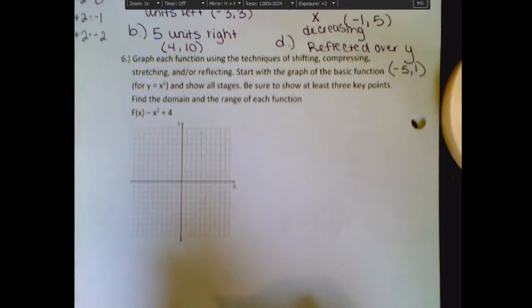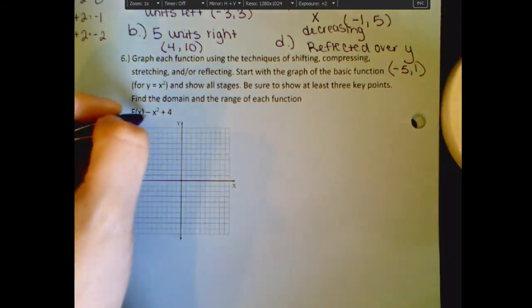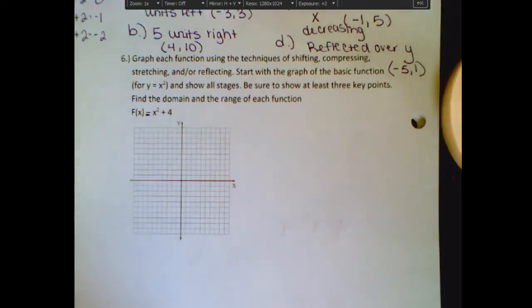All right, next example, graph each function. We're going to start with the basic function of x squared. So the first thing I know about x squared, holy cow, I must have changed this example. First thing I know about an x squared is that it is, oh, this should be an equal. Sorry, that's why. Okay, that's an equal sign.